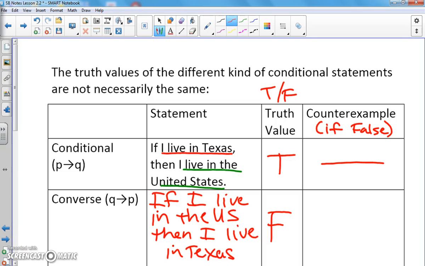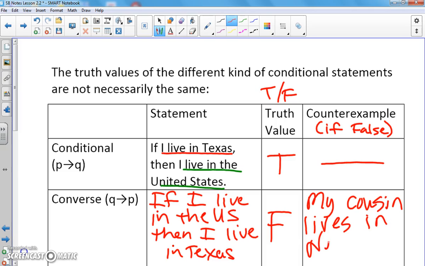So I have a cousin who lives in New York, so I'm going to write, my cousin lives in New York. She proves that this is not true. New York is in the United States, so I've met the hypothesis, but it's not in Texas, so the conclusion fails. That proves this statement to be false.